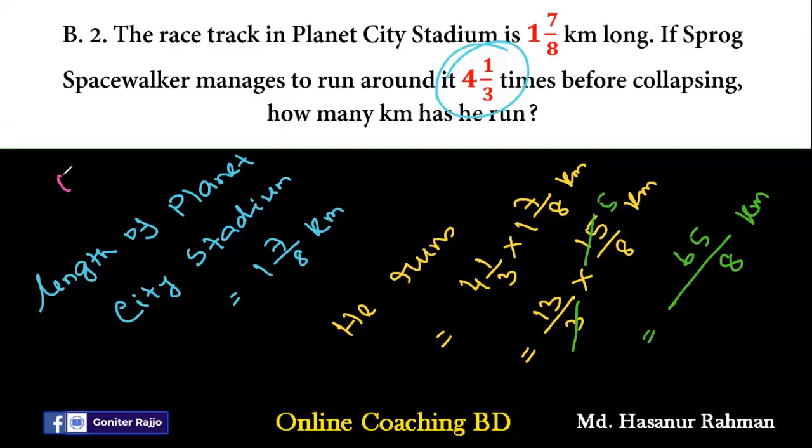And we can convert this one into a mixed number. 65 by 8, that will be 8 8s are 64, remainder is 1. So the answer will be 8/1 by 8 kilometers. And that is the final answer of this question.